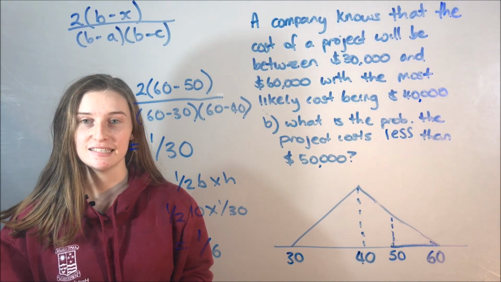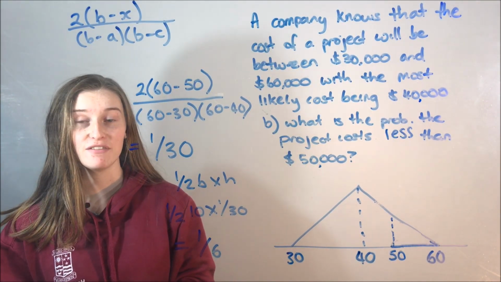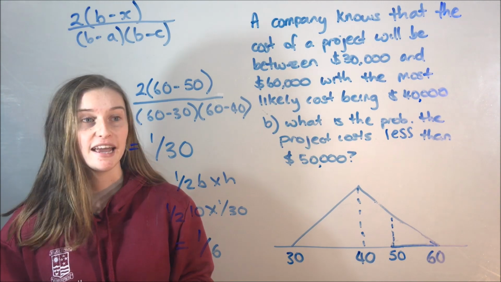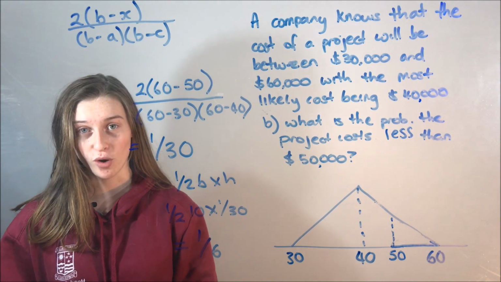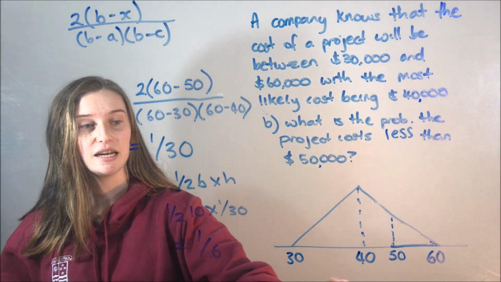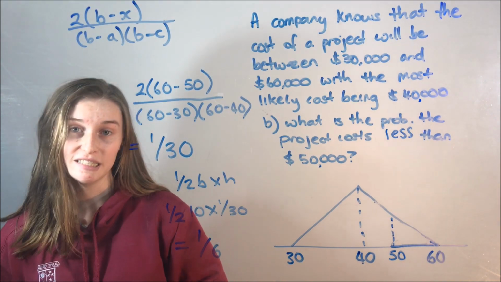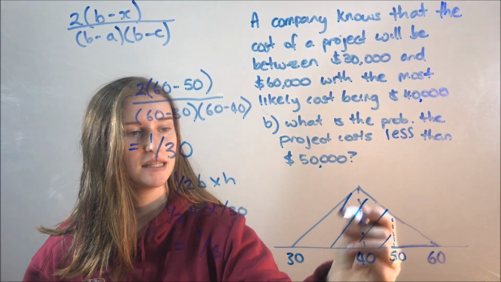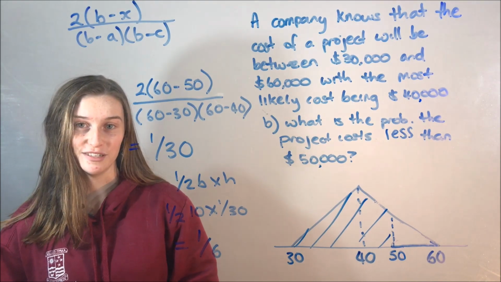Now, what if they asked us if it was less than 50 rather than more than 50? Again, we know that all probabilities add up to 1. So if the probability that it was more than 50 was 1/6, then the probability it was less than has to be 5/6.